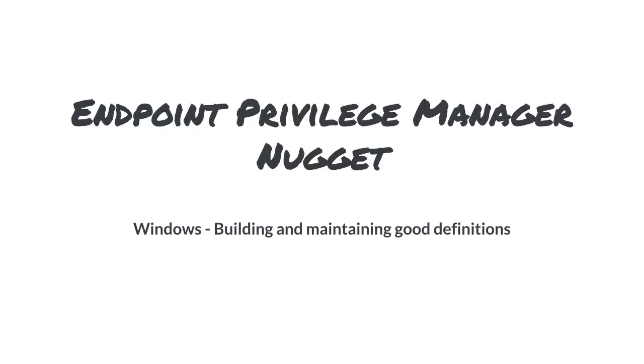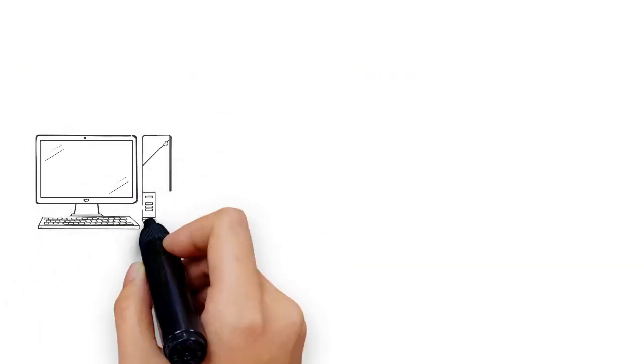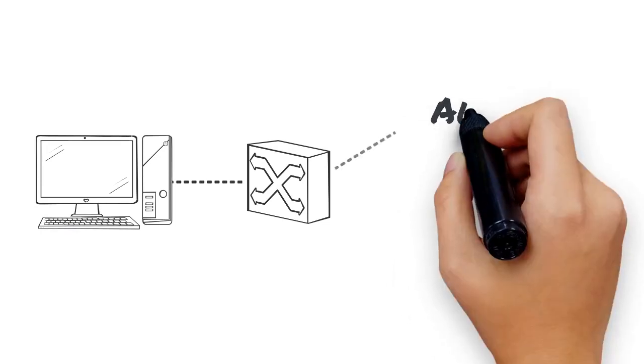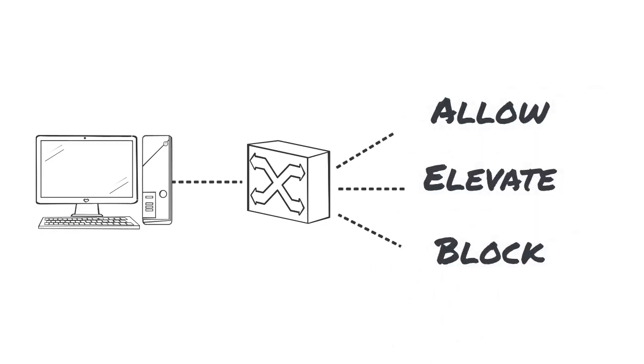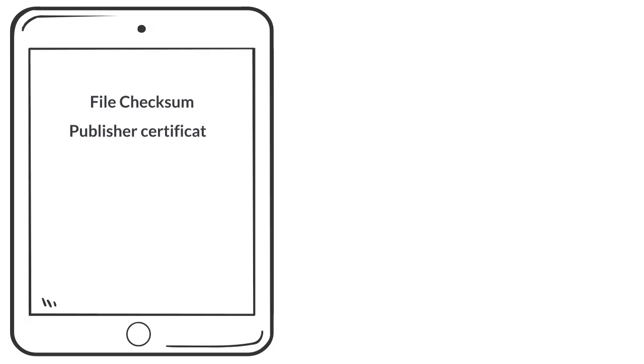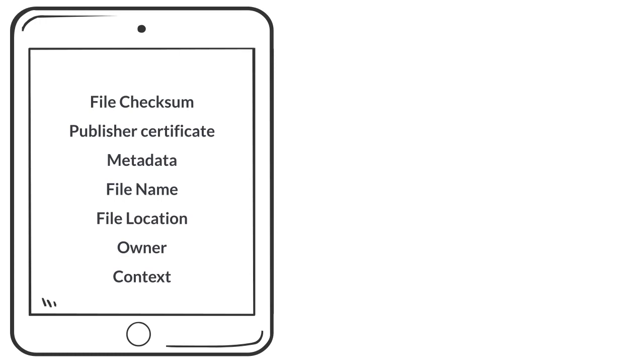This EPM nugget will delve into the essential aspects of building and maintaining robust definitions on a Windows platform. Our objective is to establish effective criteria that will ensure only intended items are allowed, elevated, or blocked, while minimizing the maintenance and potential for exploitation. The first step to building strong definitions is to understand which criteria can be trusted, and which ones should only be used in combination with trusted criteria.